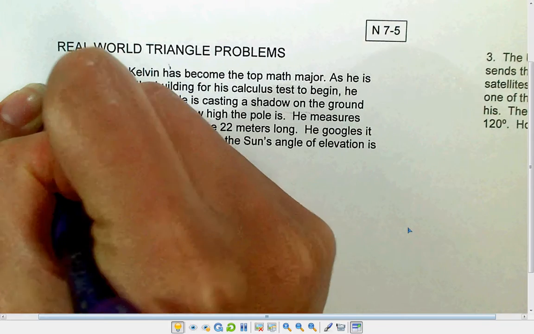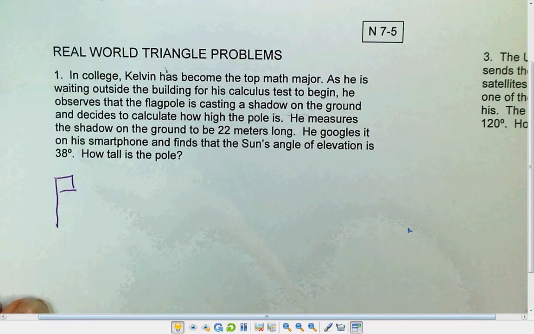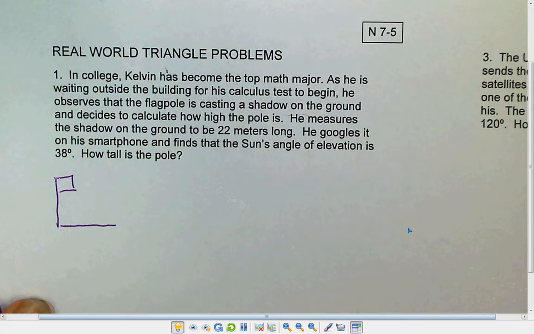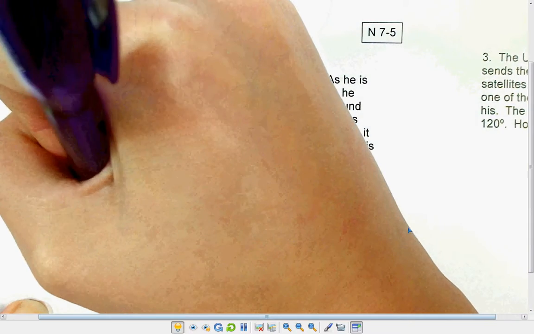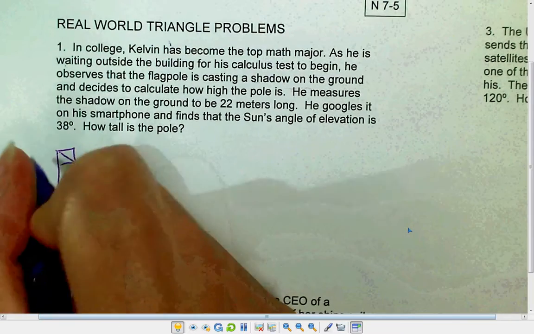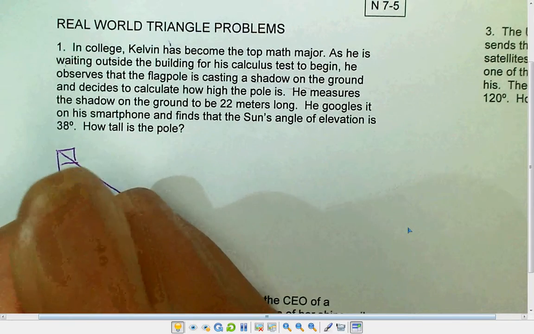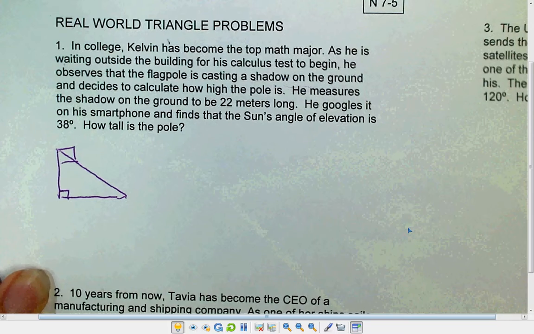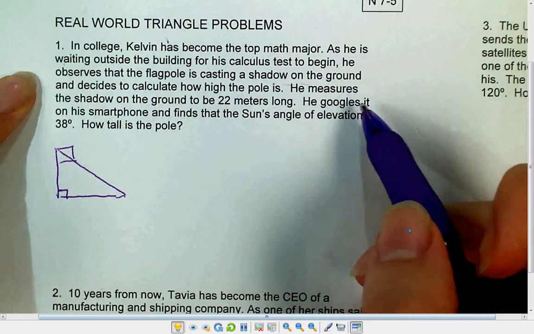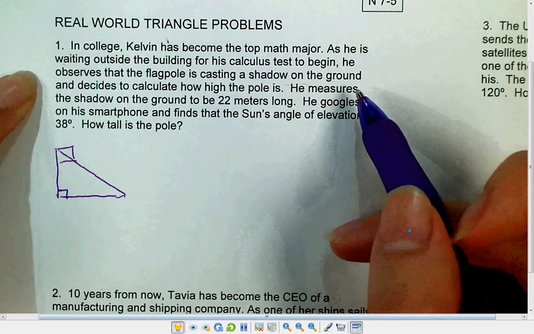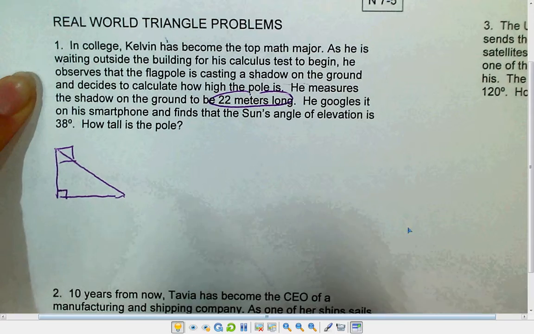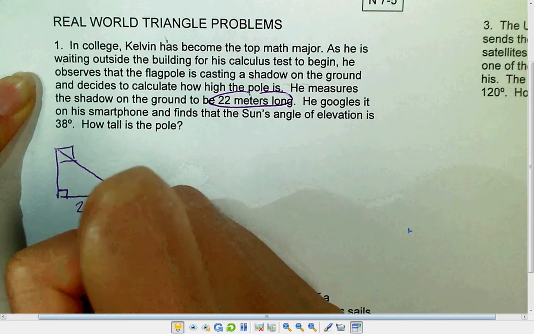So let's first start off by drawing a picture. Here's my flagpole. Here's its shadow on the ground. And I'm going to turn this into a triangle. Because this is a flagpole, I know this is going to be a 90-degree angle because the flagpole stands straight up and down. Let's see what else we know about this. He measures the shadow on the ground to be 22 meters long. So the shadow, which is on the ground, is 22 meters. So that means 22 meters is down here.